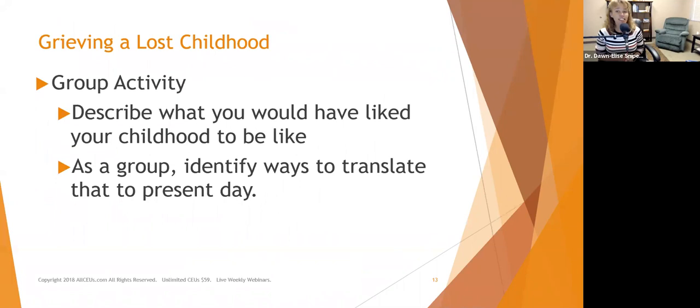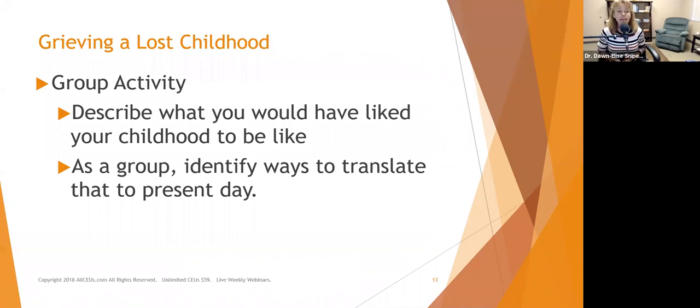Another activity is to have people describe what they would have liked their childhood to be like. And you can do this in individual or group counseling. And then identify ways to translate that to present day. So if they would have liked to have had a parent that was there and actually cared if they lived or died, okay, well, how can you make sure that there's somebody there now who cares? Who are your friends? How can you create that nurturing environment?